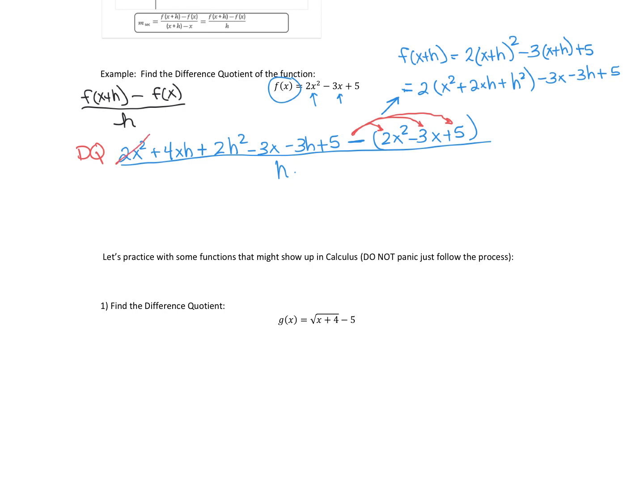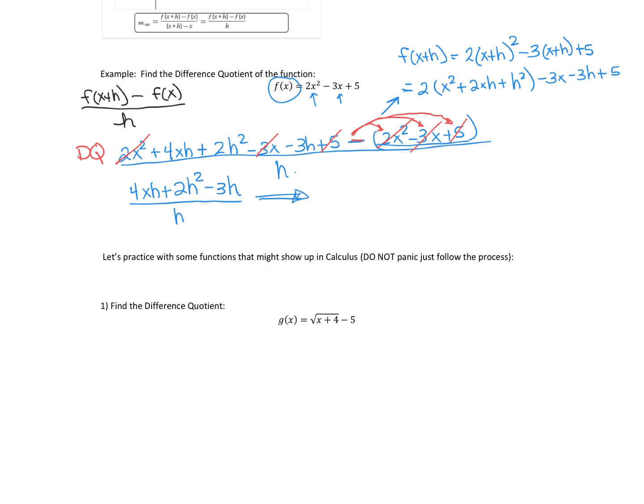We have 2x squared minus 2x squared, so that's going to add to 0. We also have minus 3x, and when I distribute this negative, this will be plus 3x, so that is going to add to 0. And we also have plus 5 minus 5. If all of this second piece doesn't go away, then you've probably done something incorrectly. So at this point, we have 4xh plus 2h squared minus 3h all over h.